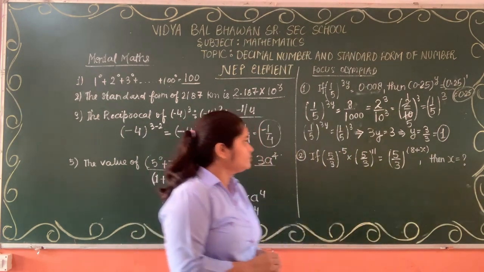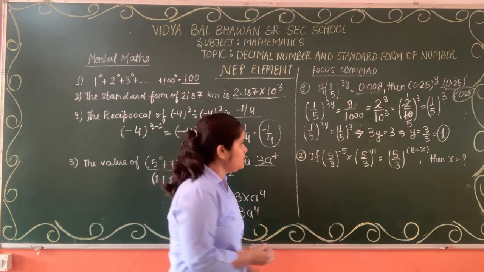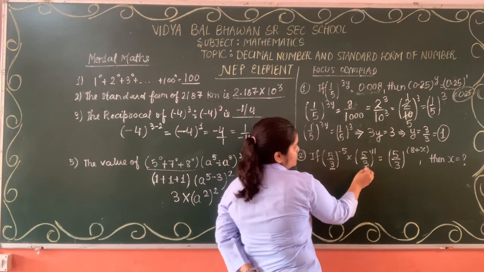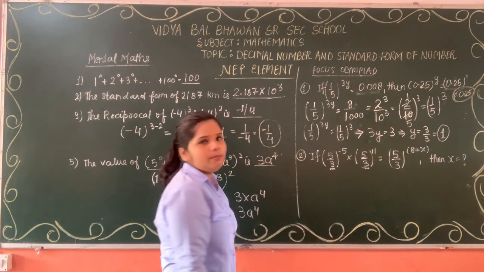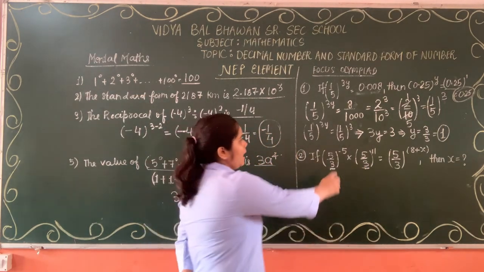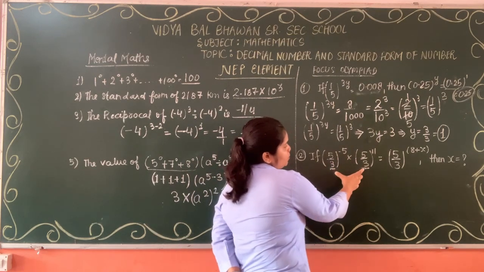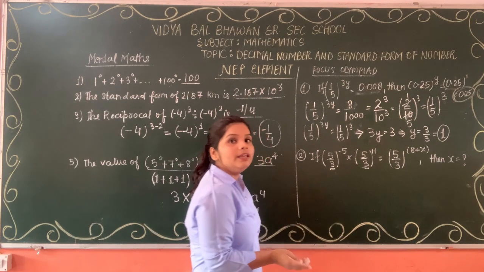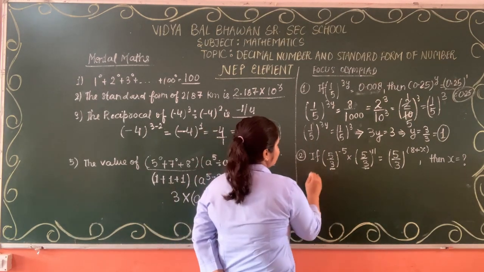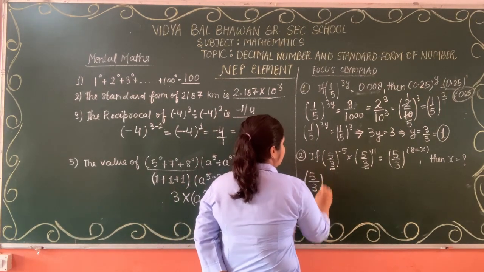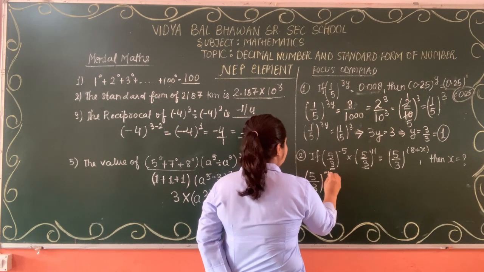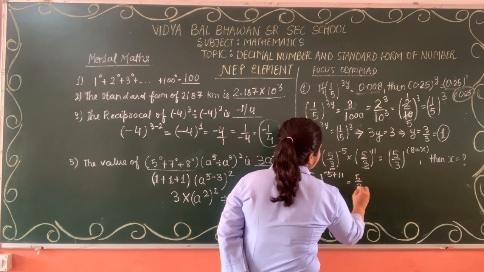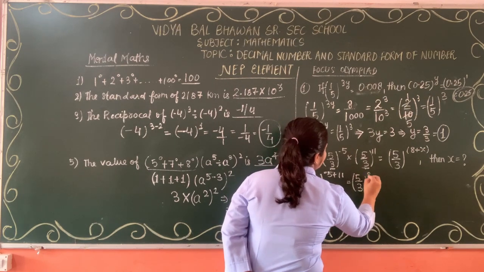Next one is a somewhat similar question. You can see here that these two exponential numbers have the same base, and these exponential numbers are being multiplied with the same base. So powers will be added. 5 upon 3 raised to the power minus 5 plus 11 is equal to, on the other side, 5 upon 3 raised to the power 8 plus x.